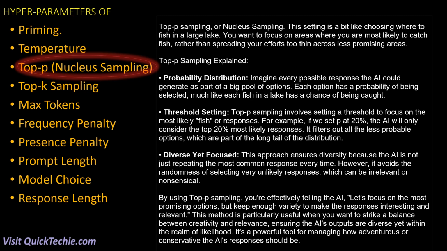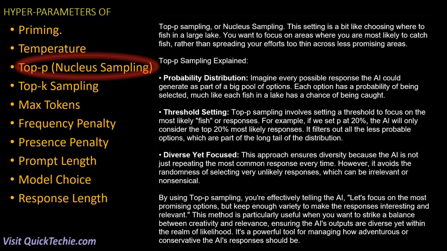This setting is a bit like choosing where to fish in a large lake. You want to focus on areas where you are most likely to catch fish, rather than spreading your efforts too thin across less promising areas. Top P sampling explained. Probability distribution. Imagine every possible response the AI could generate as part of a big pool of options. Each option has a probability of being selected, much like each fish in a lake has a chance of being caught. Threshold setting. Top P sampling involves setting a threshold to focus on the most likely fish or responses.